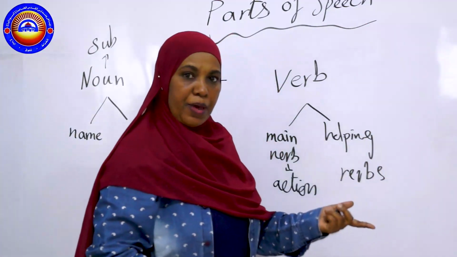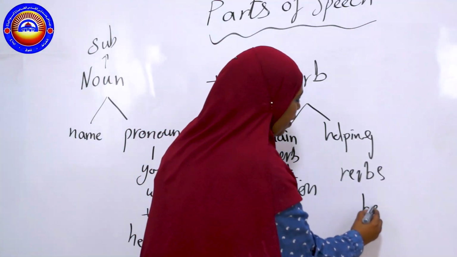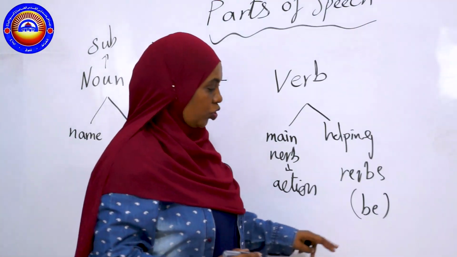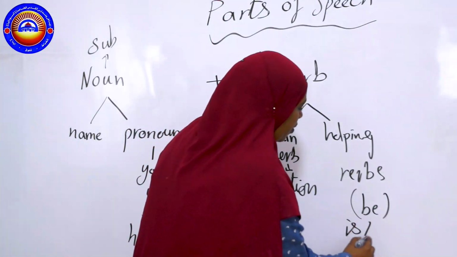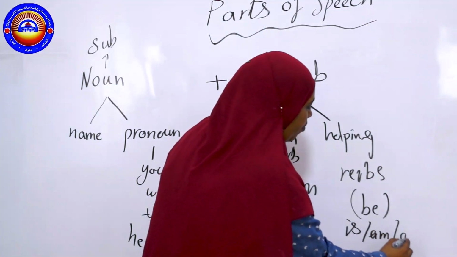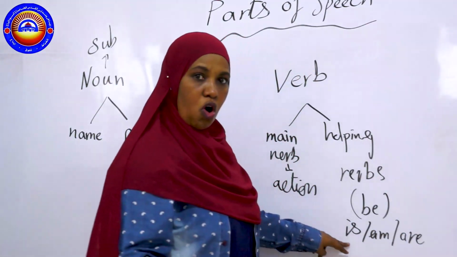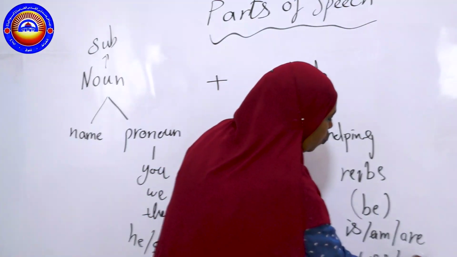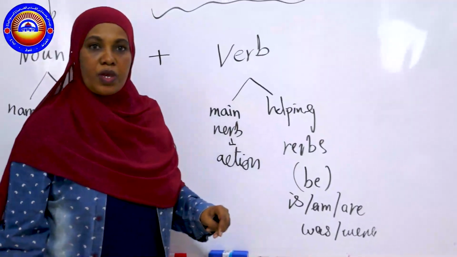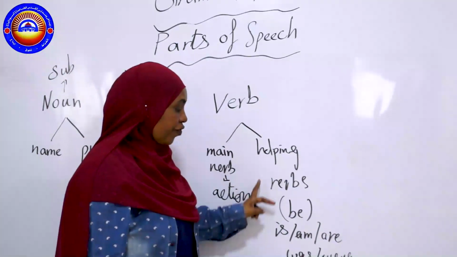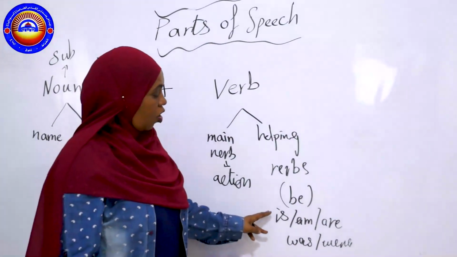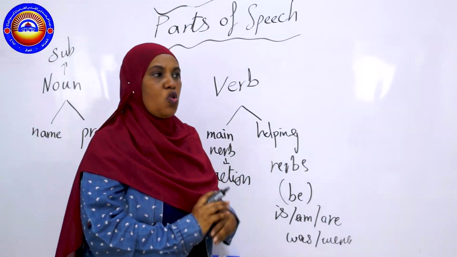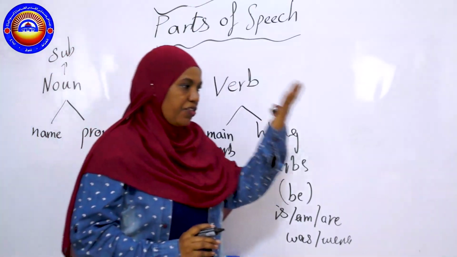We can call them helping verbs, or we can call them the verb to be, which is is, am, are, or in the past was and were. These helping verbs, or this verb to be, are always there because there is no verb in the sentence, or the verb is having other things to do.